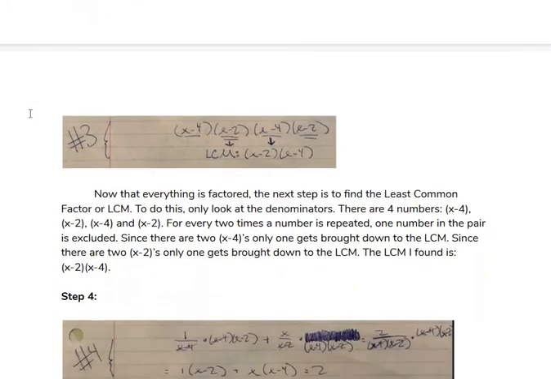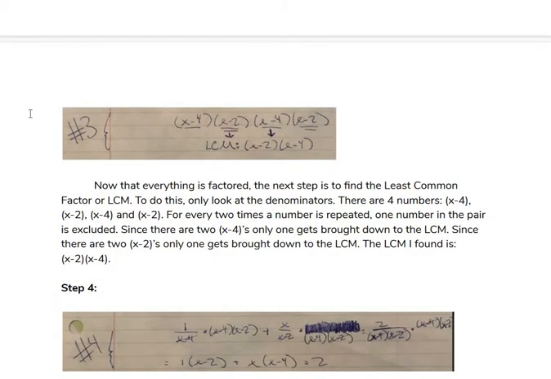Step 3. Now that everything is factored, the next step is to find the least common multiple, or LCM. To do this, only look at the denominators. There are four numbers: x minus 4, x minus 2, x minus 4, and x minus 2. For every two times the number is repeated, one number in the pair is excluded.